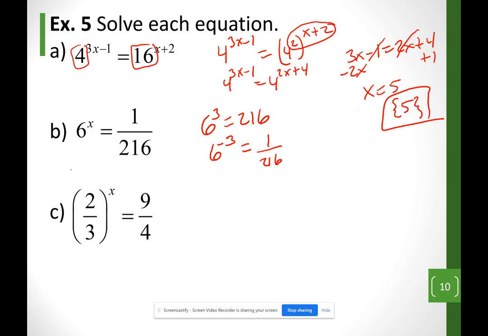So now here, what do I have for example on question B? I have 6 to the x is equal to 6 to the negative 3. Can I just say x equals negative 3? On your homework, you guys are going to say your solution is negative 3. As soon as you have everything written in the same base, just let the exponents equal each other.